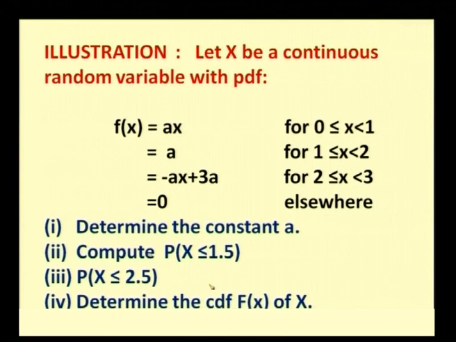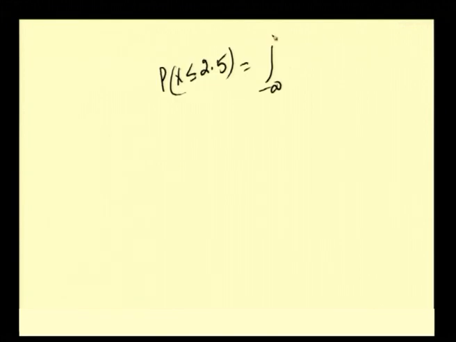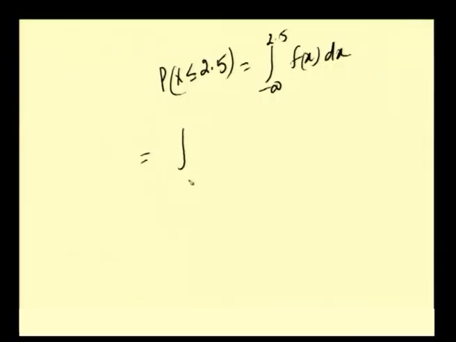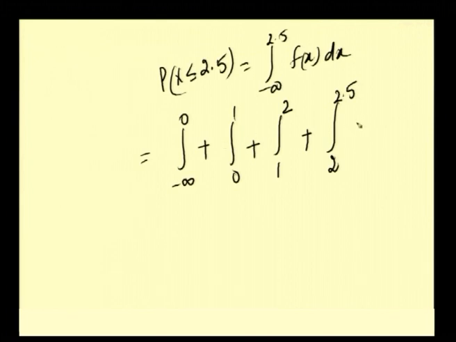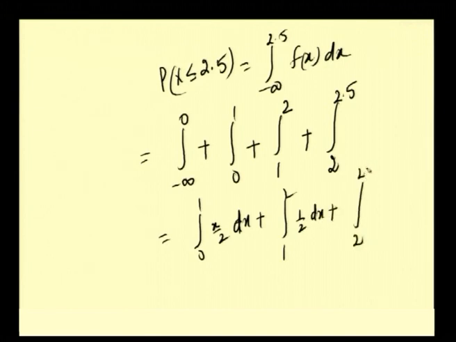You are asked to find out P of x less than or equal to 2.5. Again, using the relationship between probability and PDF, you have minus infinity to 2.5 f of x dx. Break the intervals, as I will only use the integrals instead of writing it again and again. Minus infinity to 0, 0 to 1 plus 1 to 2 plus 2 to 2.5. Everywhere you have to substitute as f of x. So, in this interval it is 0, and in 0 to 1 it is x by 2 dx plus 1 to 2 it is 1 by 2 dx plus 2 to 2.5 it is minus x by 2 plus 3 by 2 dx. Integrate and get the answer. Okay, this is a do it yourself exercise.